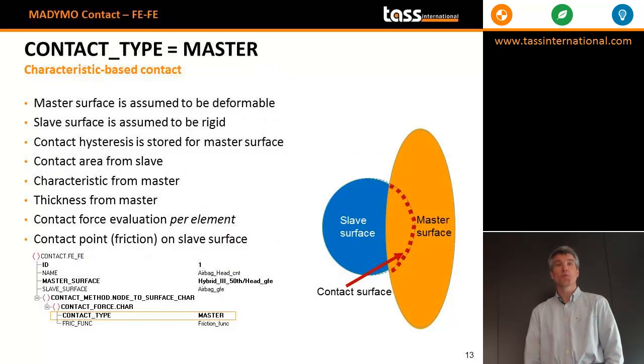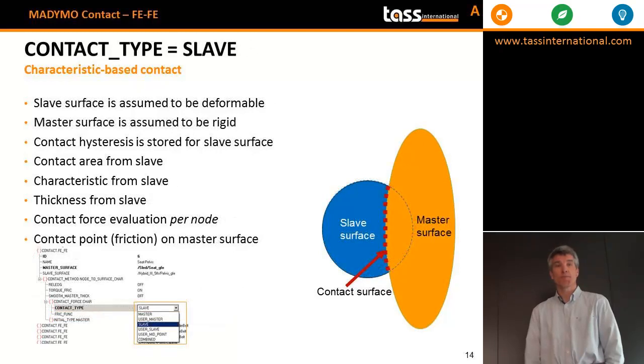Here you see an overview of the available contact types. This is the master, meaning that the master surface is deforming and the slave surface not. For that reason the contact surface is, let's say, on the slave surface itself. It's good to know that the contact area, although it's master, is derived from the slave surface. So from the nodes of the slave, the area per node is derived. The thickness, however, for stress situations, is derived from the master surface.